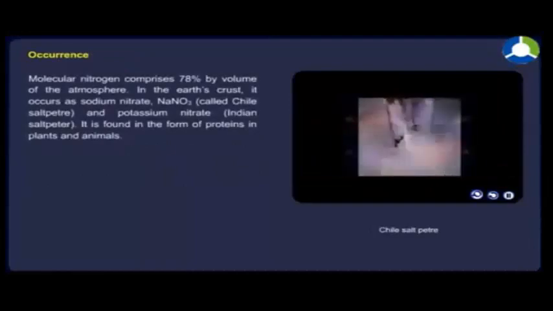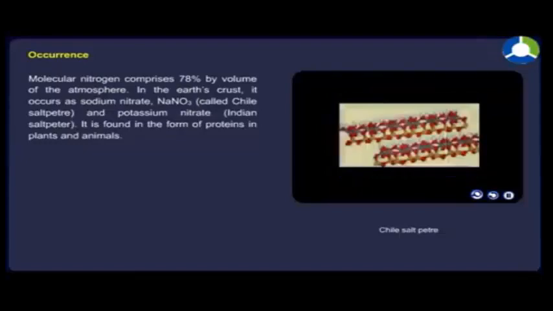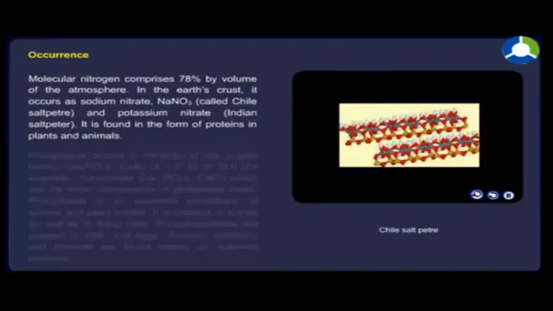Occurrence. Molecular nitrogen comprises 78% by volume of the atmosphere. In the Earth's crust, it occurs as sodium nitrate, NaNO3, and potassium nitrate. It is found in the form of proteins in plants and animals.